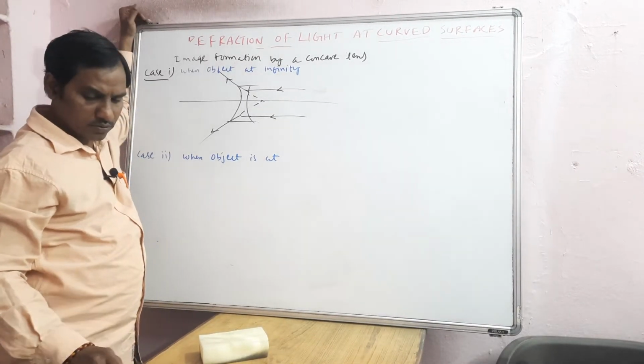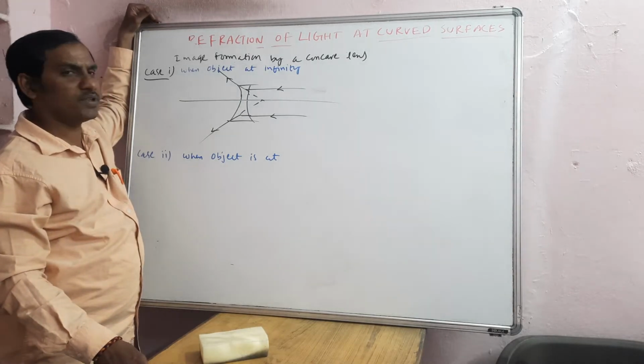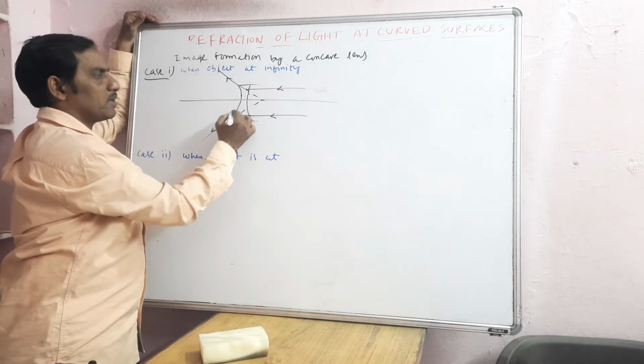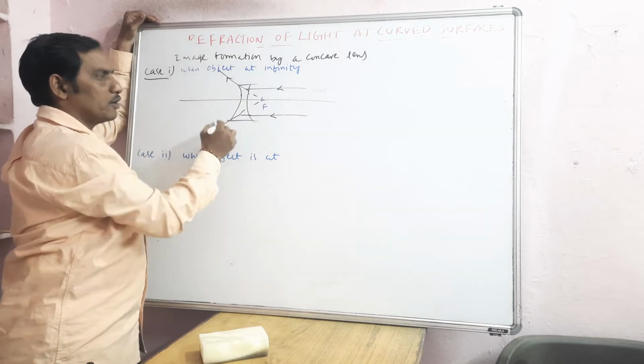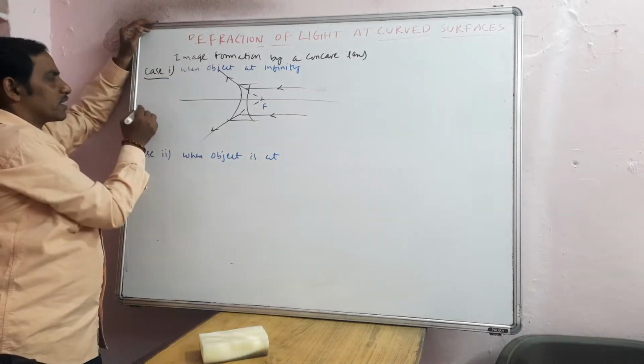Right. Now today we are going to learn about image formation by a concave lens. When the object is at infinity, what will happen? The light rays will come like this, and they will appear to come from F. So here the image is formed at F.